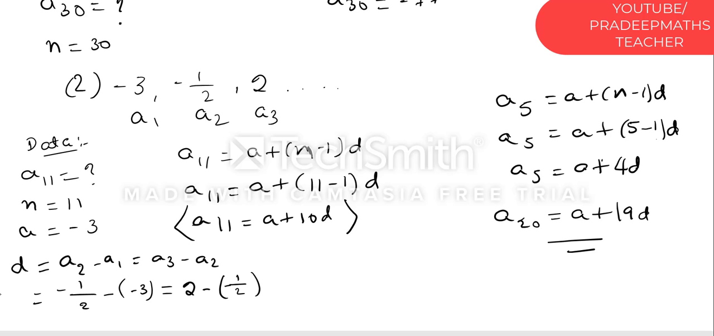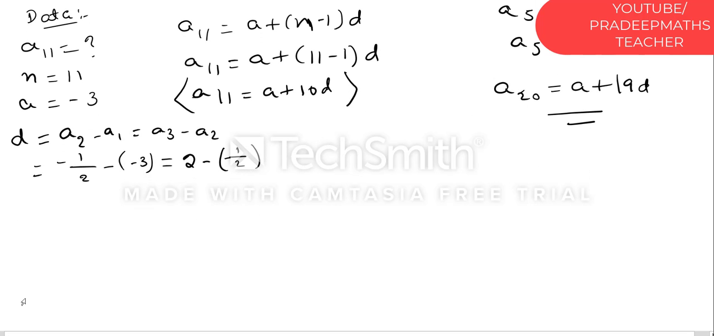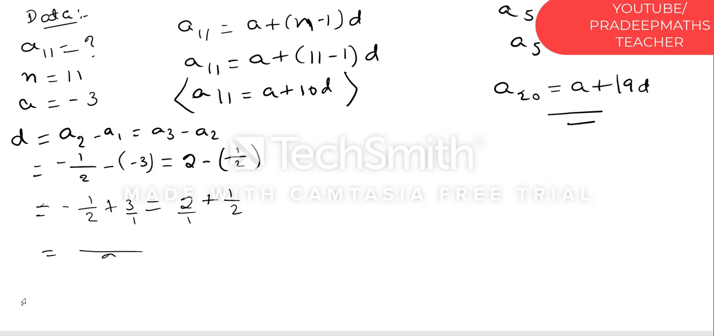Now here, first simplify, or first multiply the signs. Minus into minus will be plus: 3 equals 2. Minus into minus will become plus half, correct? Now where nothing is there, 1 is there. Here also in the denominator 1 will be there. So take the LCM. The LCM will be 2.